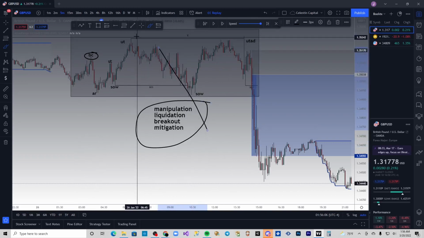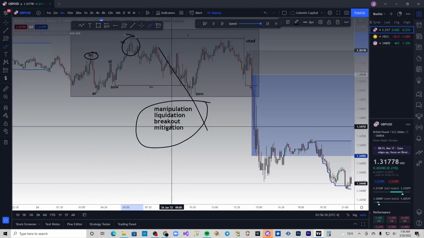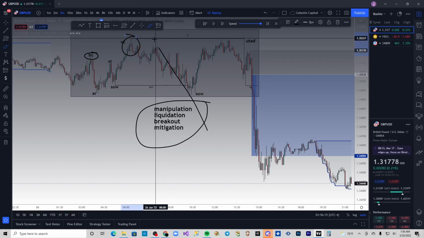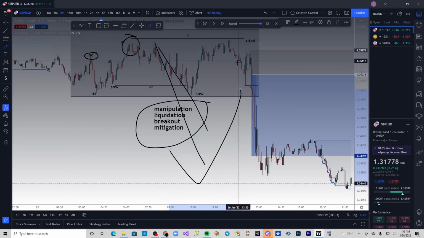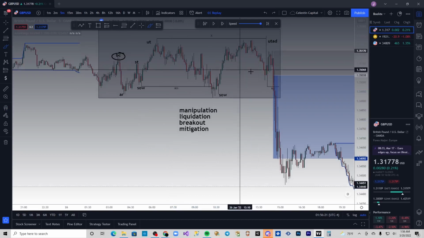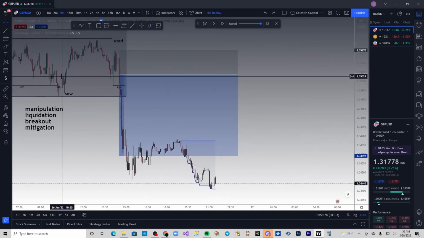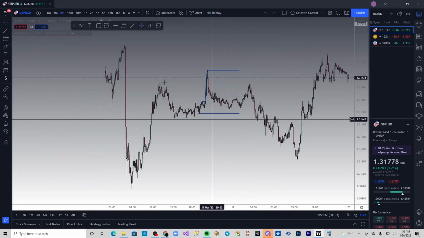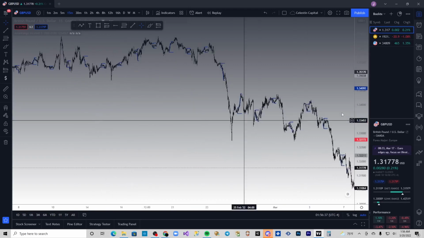We were still able to get in on the UT because we followed the principle of manipulation, liquidation, breakout, mitigation. We followed that principle and price took us to the downside, which would have been beautiful. So let's take a look at an accumulation schematic. I found one actually down here. So that was the distribution. Let's take a look at accumulation.